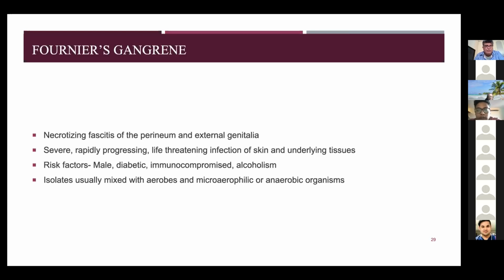I was going through the Google images as well. It looked quite horrible, so I didn't post it here. You can feel crepitus when you touch the scrotum, and it's swollen and tender. And you can see gas on the X-ray as well. That's just the diagnosis you can make.